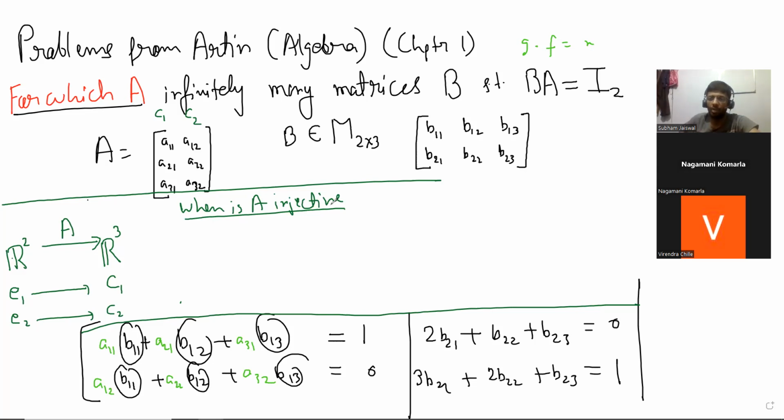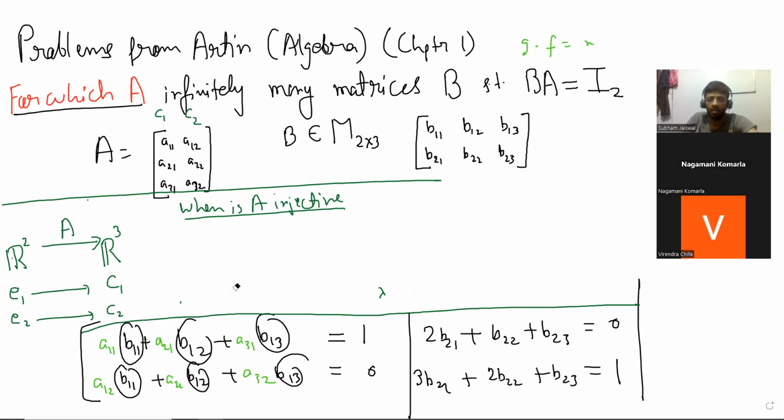You know when A is not injective, right? If E1 goes to C1 and E2 goes to some lambda times C1, these are all vectors, then can this function be injective? No. Because if E2 goes to lambda times C2, it means that this goes to C1. Two different vectors are going to the same vector, and so it is not injective.